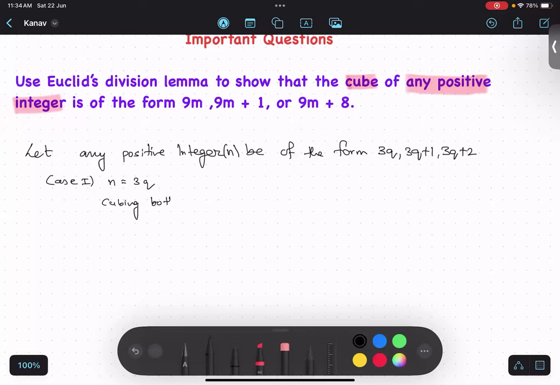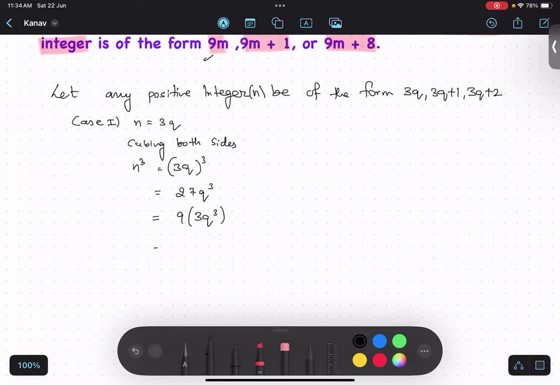Cubing both sides, n cube equals 3q whole cube, which is 27q cube. Now the question is saying convert this into either of these forms. We can take 9 and 3 inside, so I can take 9 common. 3q cube, so it is of this form. Therefore I can write 9m, where in the bracket m equals 3q cube.